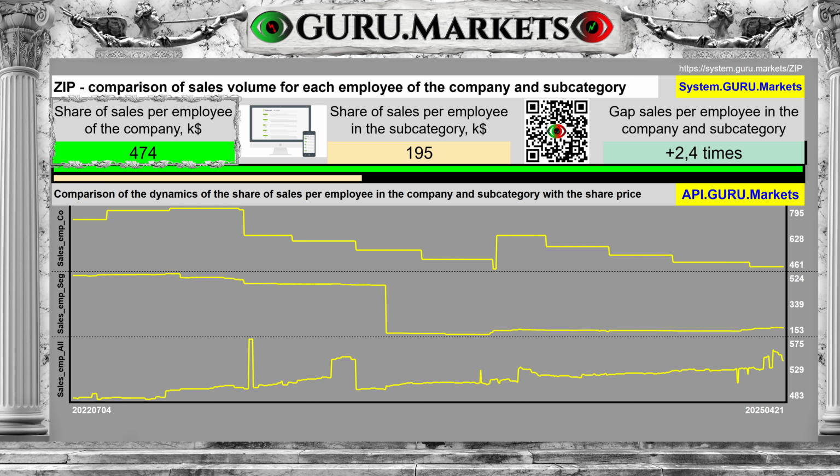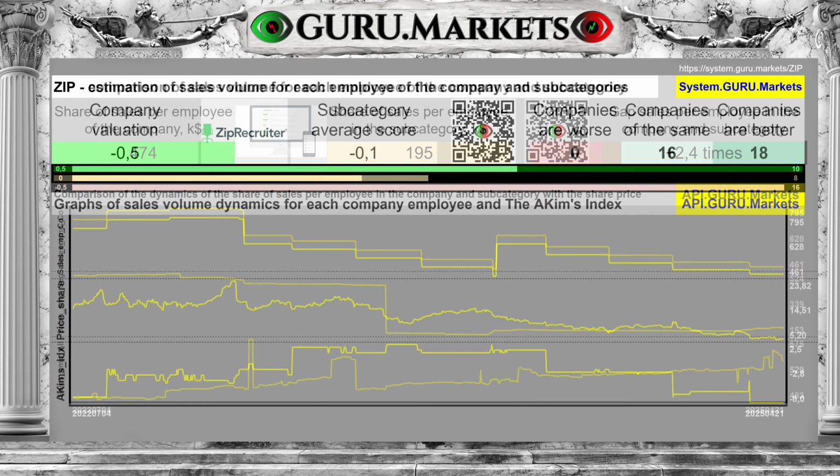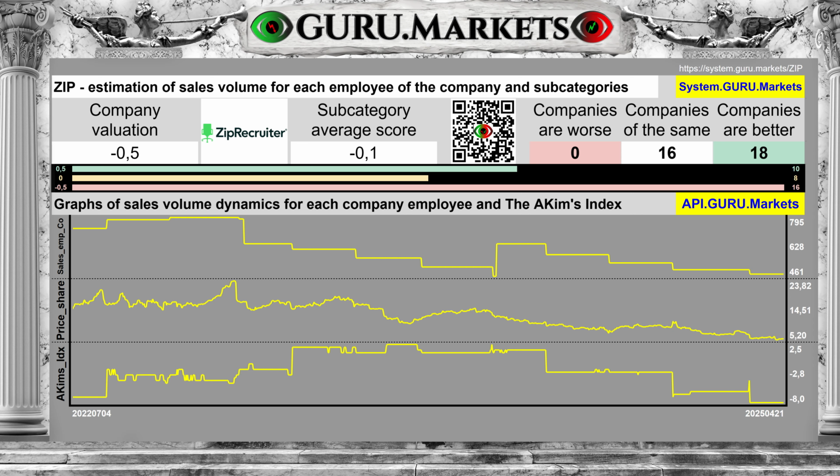The share of sales for each company employee is $474,000. By subcategory, $195,000. The difference between the subcategory average and the company's performance is 143%. Estimation of the share of revenue per individual employee in comparison with indicators in the subcategory: tolerable, -0.5 points.